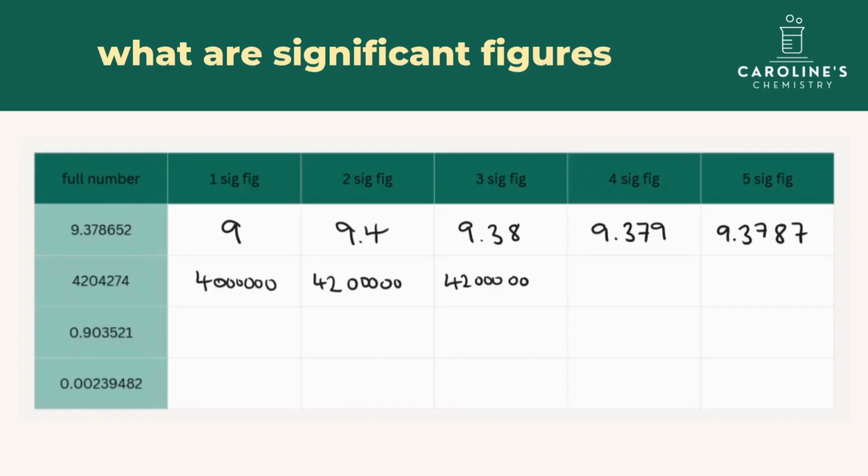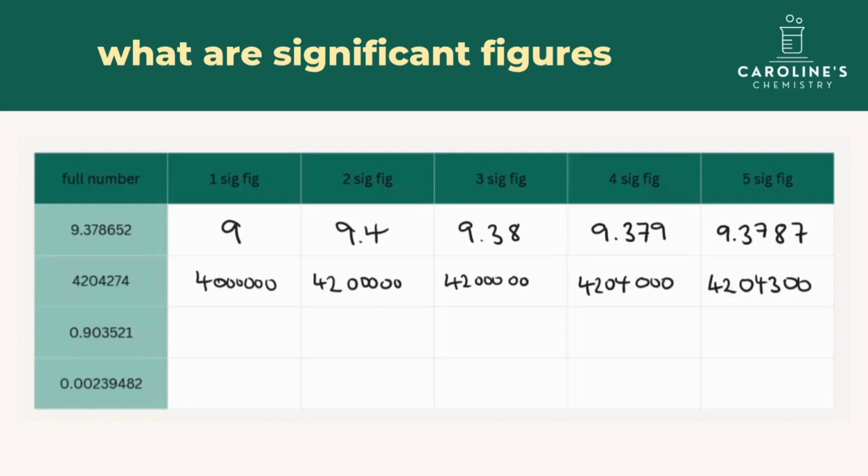4 significant figures, we now need to think about the next 4. So we have 4, 2, 0, 4. That 0 now counts as a significant figure because it's like trapped in the middle there. And then the rest are zeros. And then 5 significant figures, we have 4, 2, 0, 4, 3. There's our 5 sig figs. Again, that 0 counts because it's in the middle, and then the other 2 zeros do not count. So any zeros that are on the end of a big number do not count as significant figures.